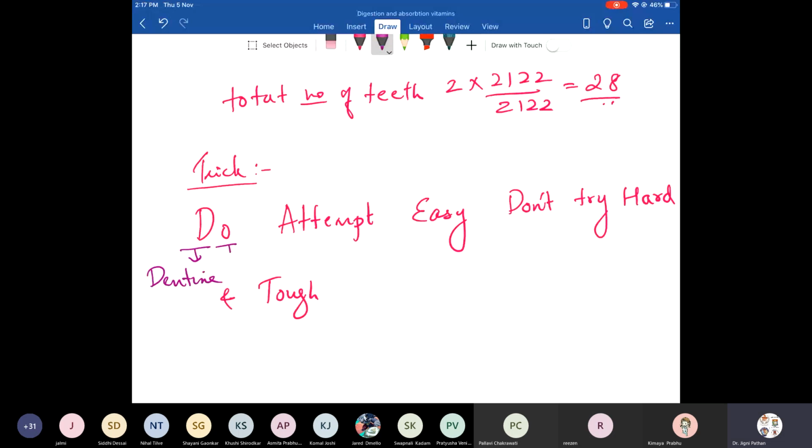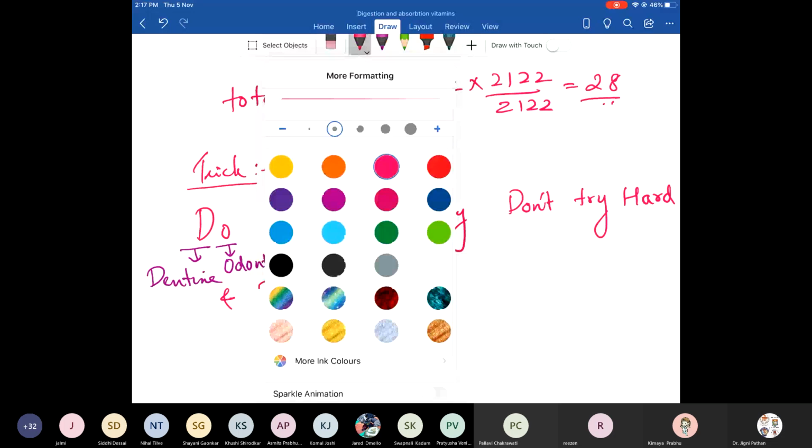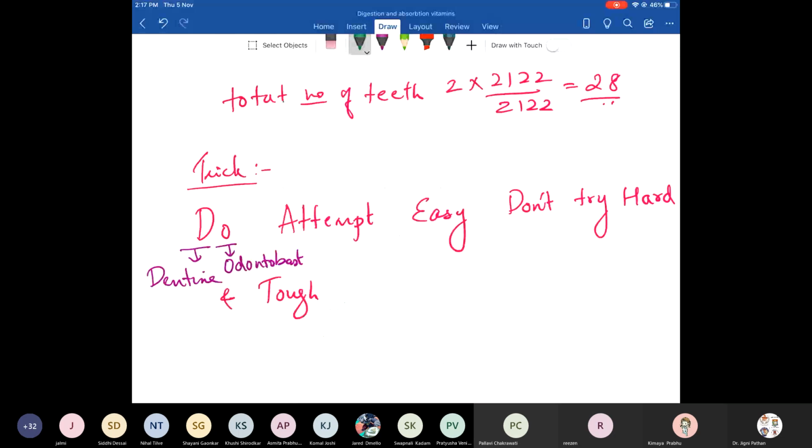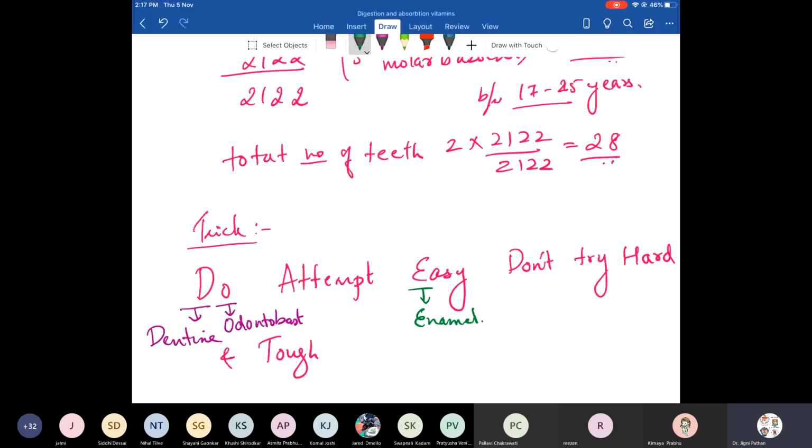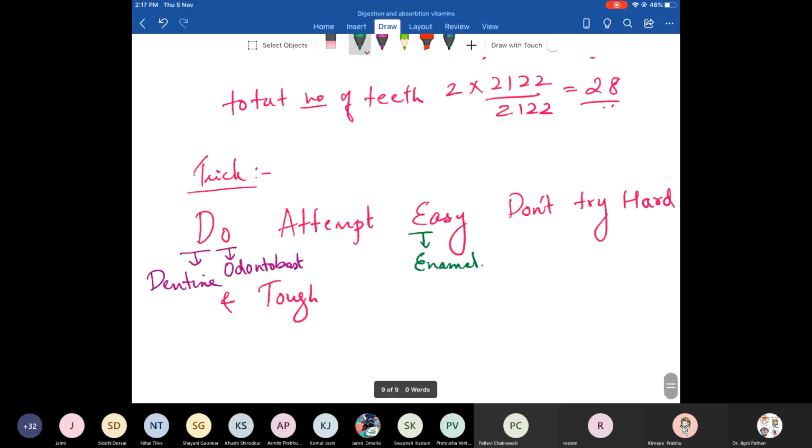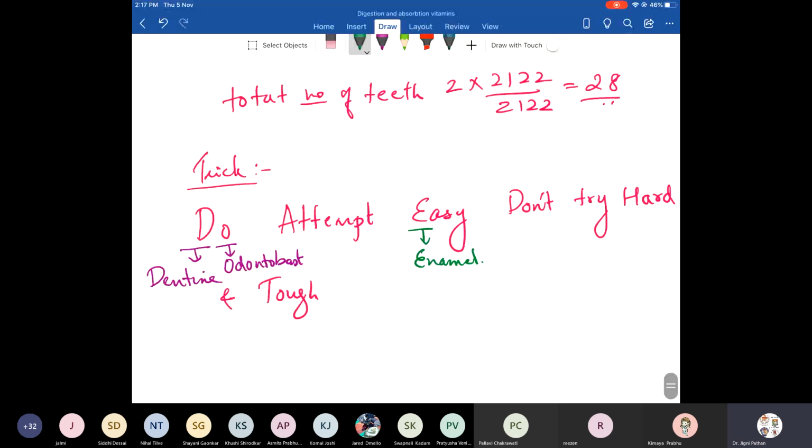O is for odontoblast, which secretes dentine, right? Next. E is for enamel. Which cell secretes enamel? Who will answer this question? Which cell secretes enamel?